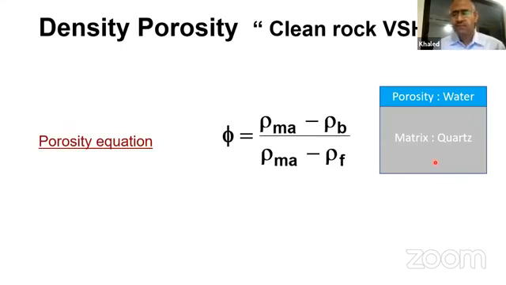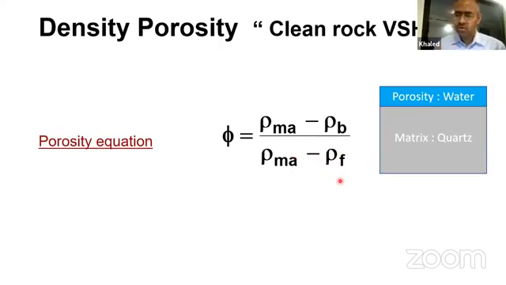So if there is no shale and the porosity is filled with water, the porosity calculation is very simple. You take the equation of rho B, reverse it around, and you will get your porosity. So your porosity is equal to the density of the matrix minus the log value, divided by the density of the matrix minus the density of the fluid.